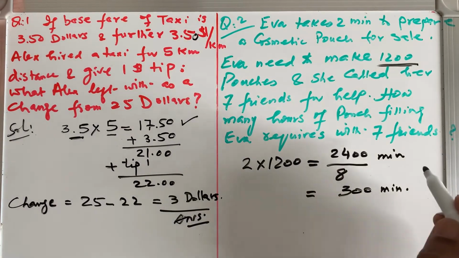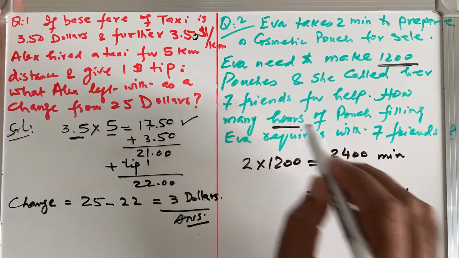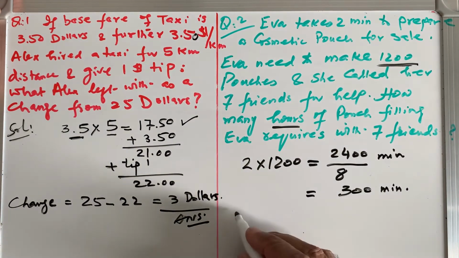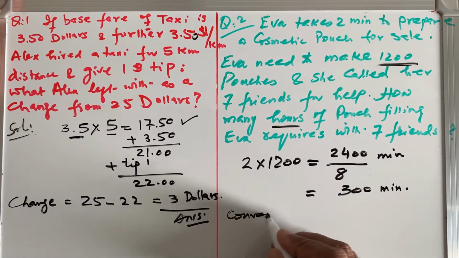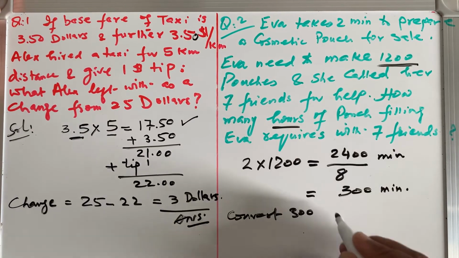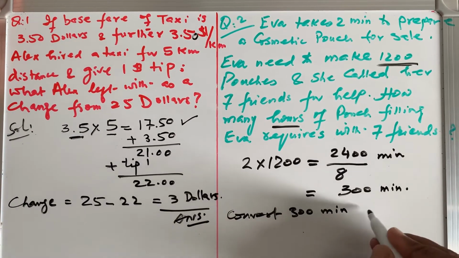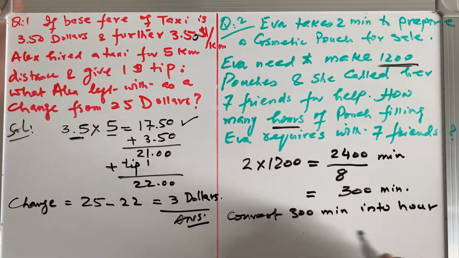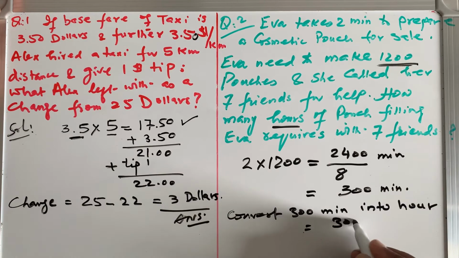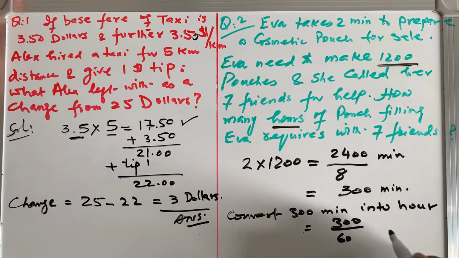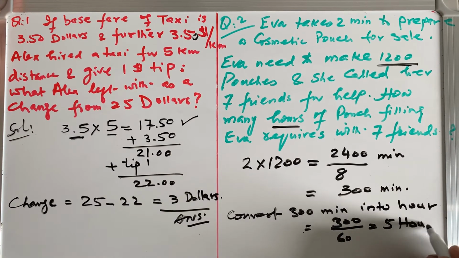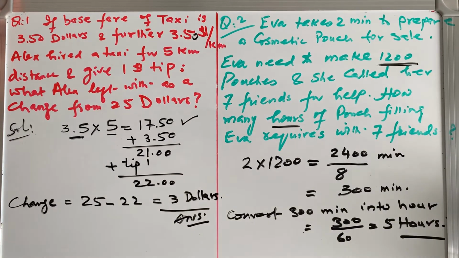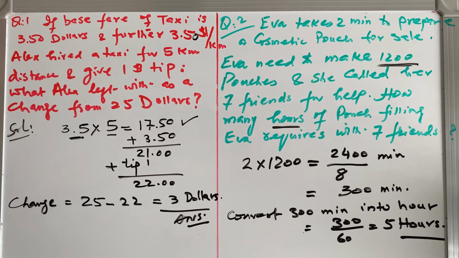And the other factor is how many hours. So we have to convert 300 minutes into hours, which means divide by 60. So 300 divided by 60 is equal to 5 hours. So in 5 hours, she can have all 1200 pouches of cosmetics filled up with her 7 friends, right?